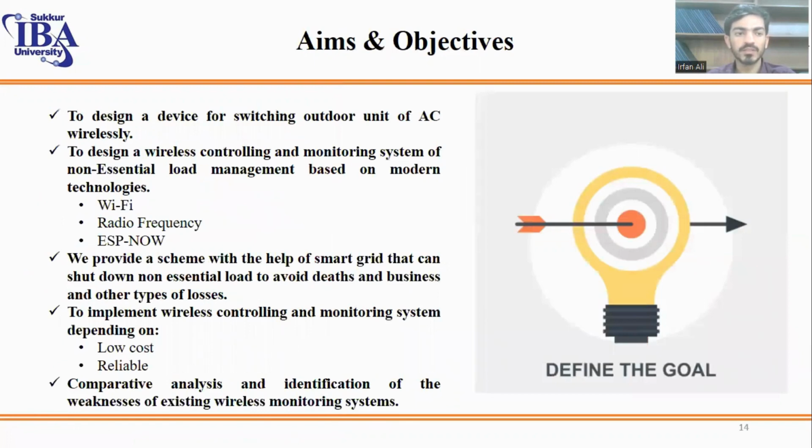Aims and objectives: to design a device for switching the outdoor unit of an AC wirelessly, and to design a wireless controlling and monitoring system of non-essential load management based on modern technologies, including Wi-Fi, radio frequency, and ESP-NOW. We provide a scheme with the help of a smart grid that can shut down non-essential load to avoid losses in business and other types of losses.